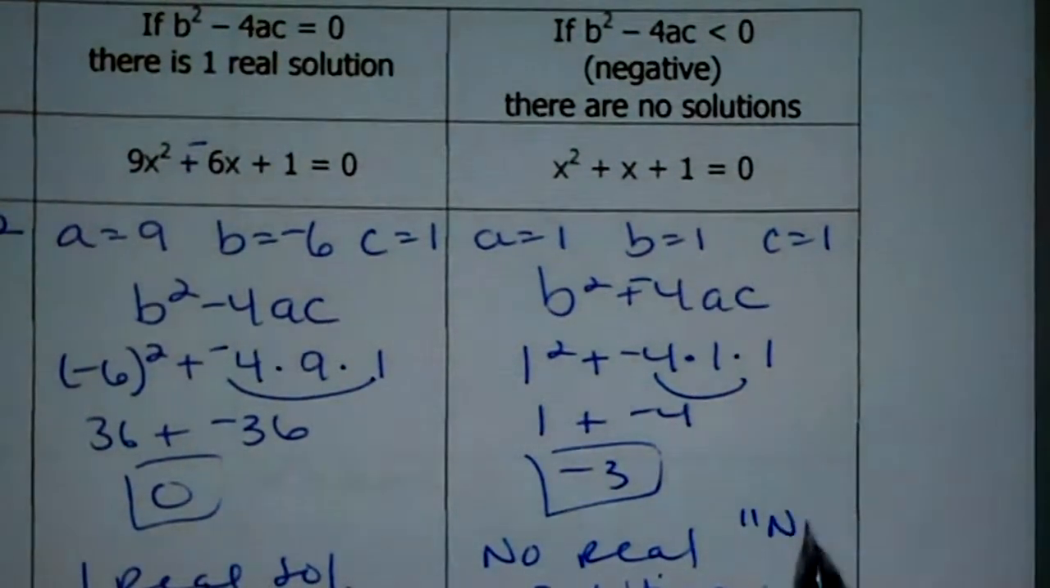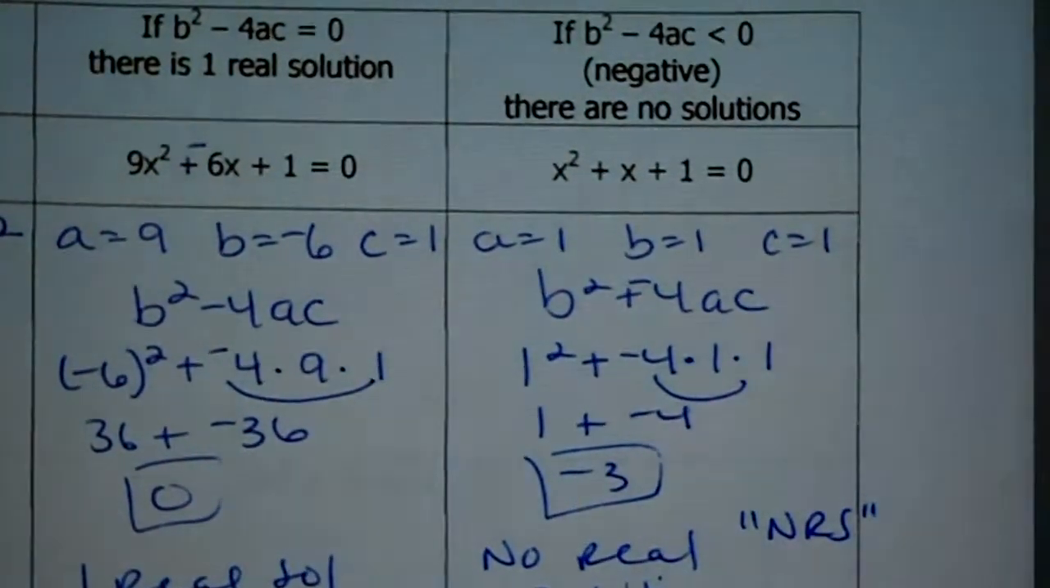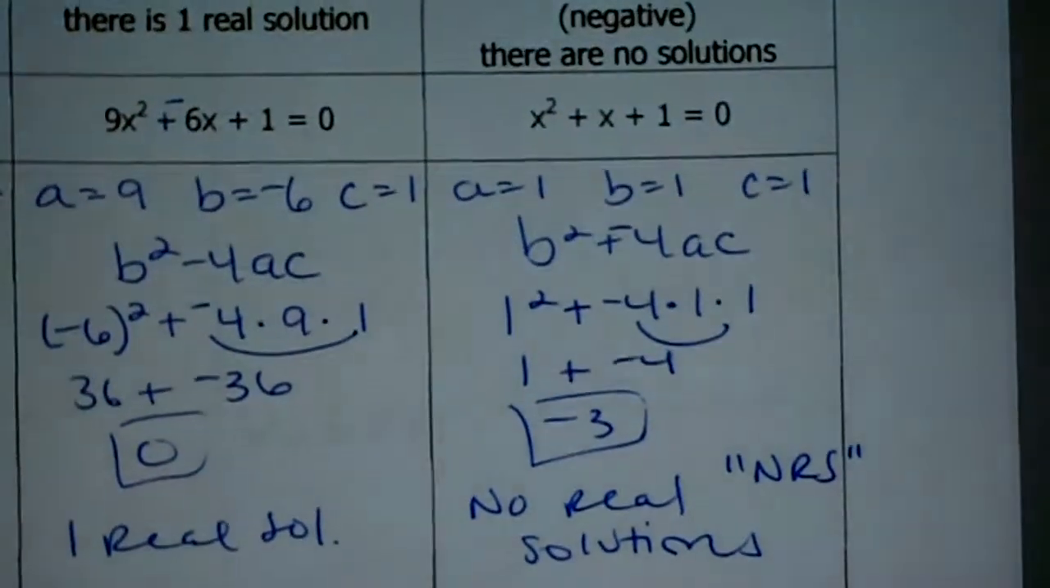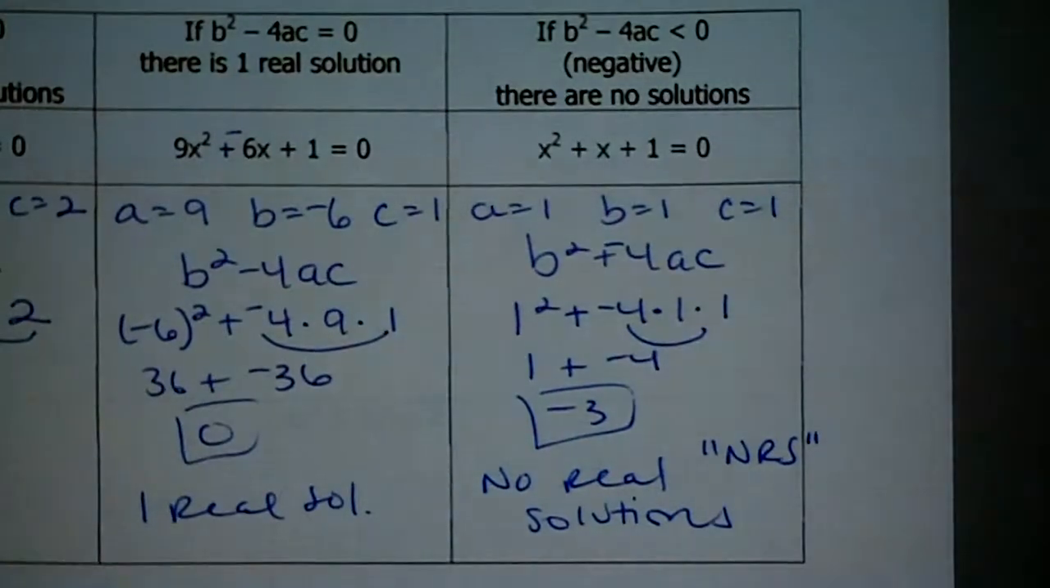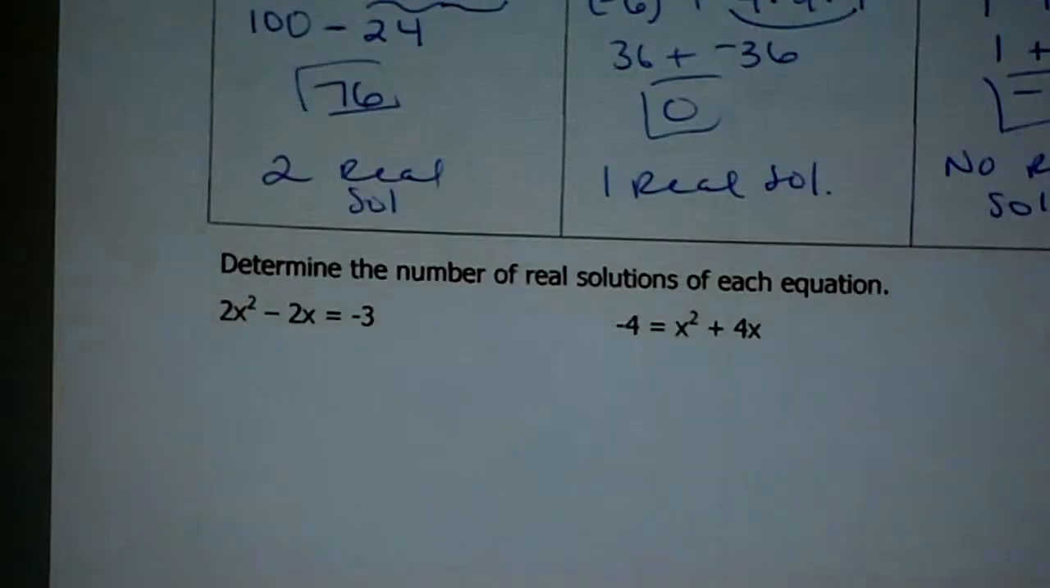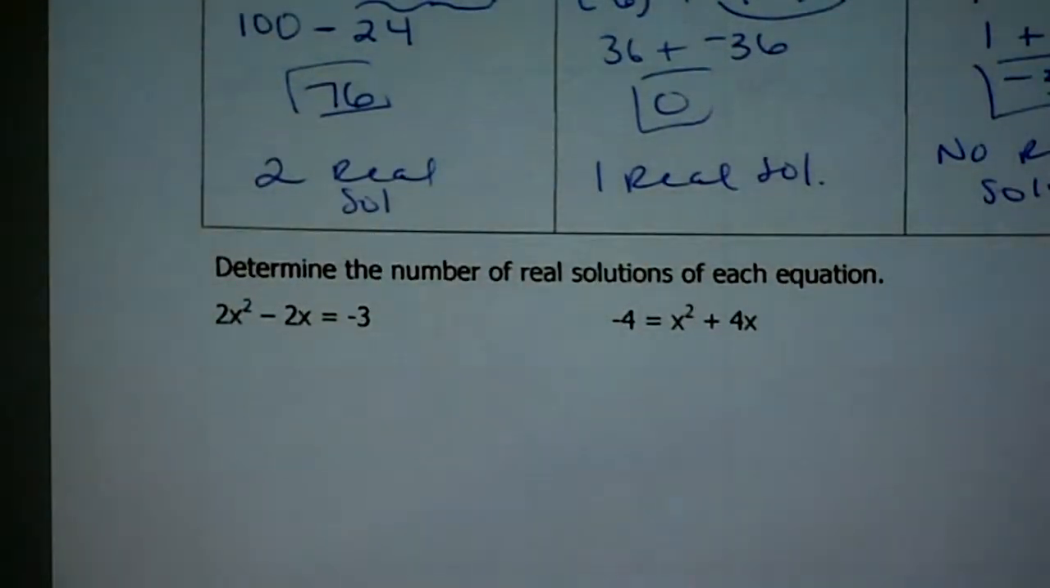Or as I said before, you can say NRS. We've said that enough now, I think, for you to know what it means. So I don't mind if you abbreviate, that's good. All right, so one little portion of what I'm going to ask you to do for your classwork is determine how many solutions there are to each equation. If I ask you how many there are, I'm not asking you to solve it. I'm just asking you to tell me, are there 2, 1, or none?